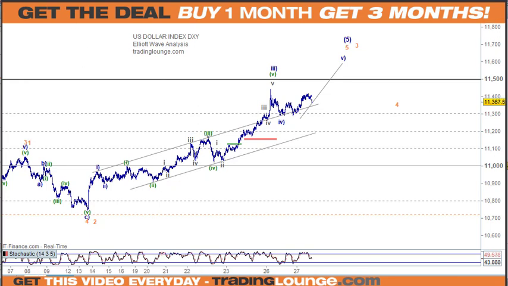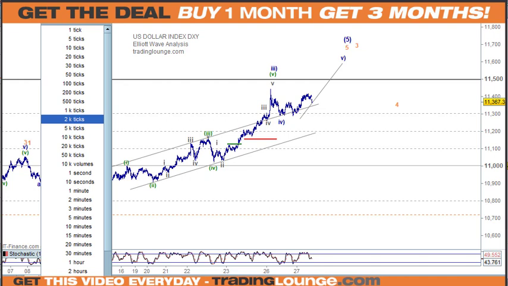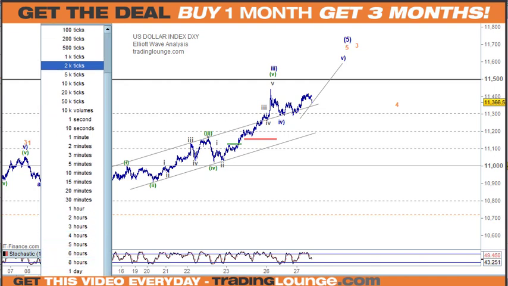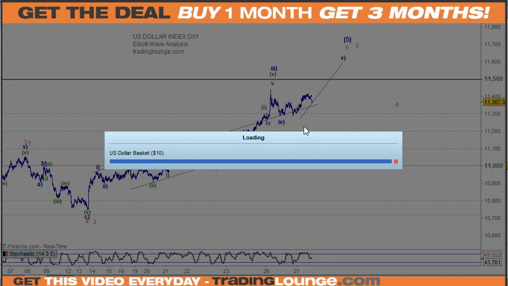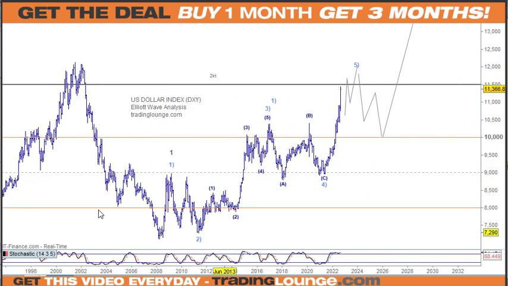Where do we start with this? I think we should just go and have a look at the monthly chart and just talk about this again. Probably more so to help myself really.